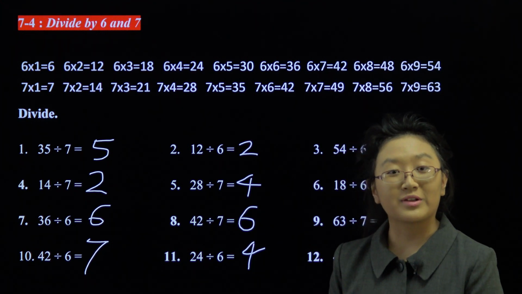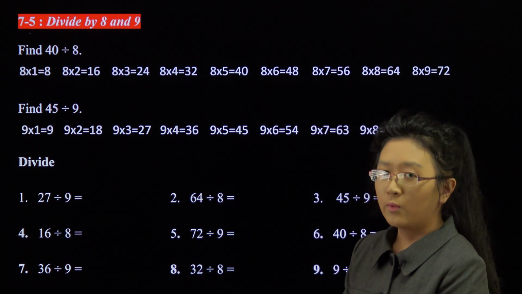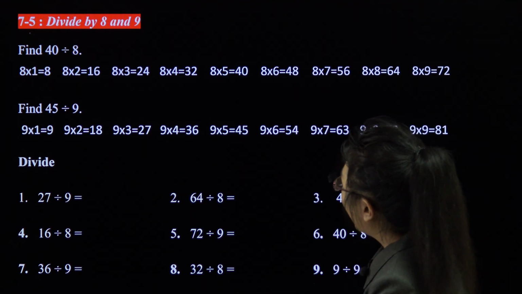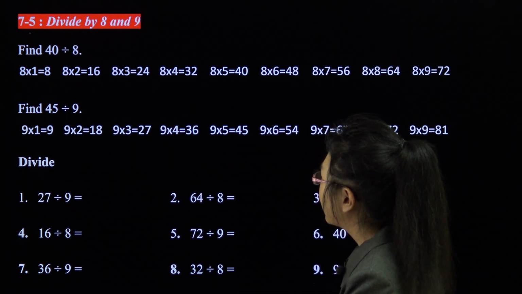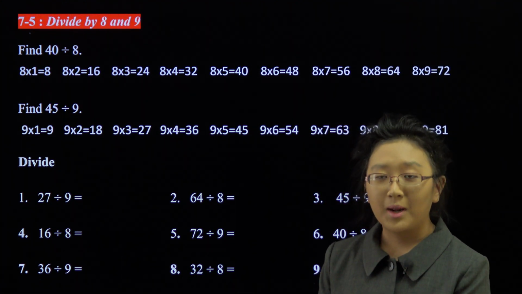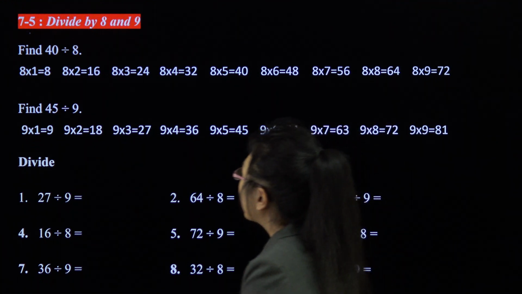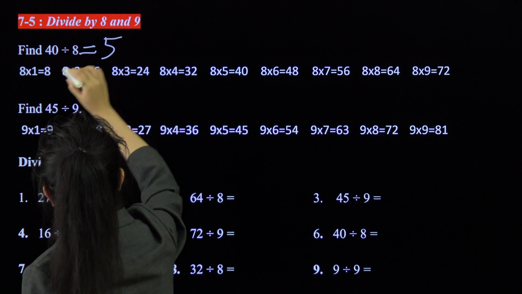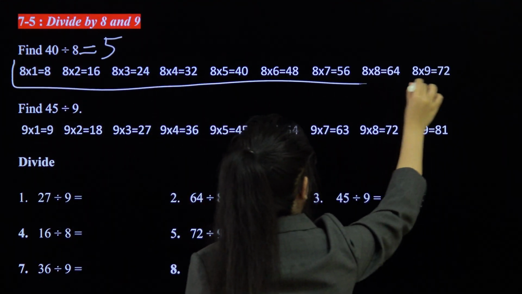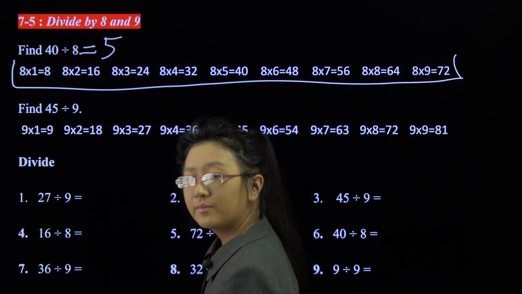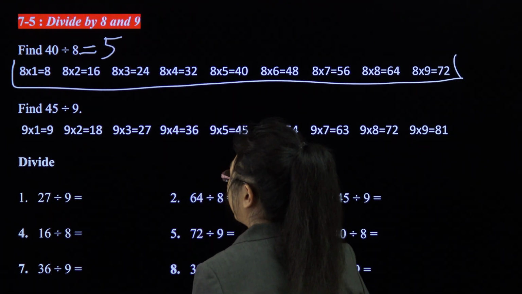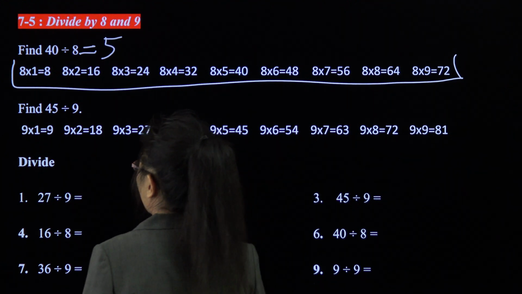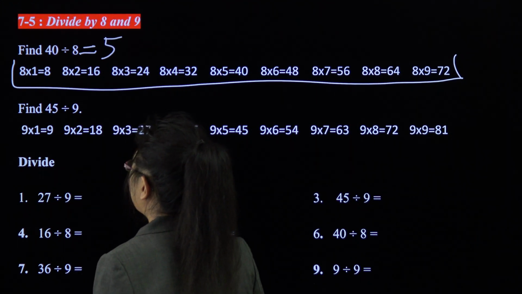Alright, time for some more division. We go into higher numbers such as 8 and 9. Find 40 divided by 8. 8 times 5 equals 40. 40 divided by 8 equals 5. This is the 8 part of the multiplication table that you have to remember if you still didn't remember it. Find 45 divided by 9.